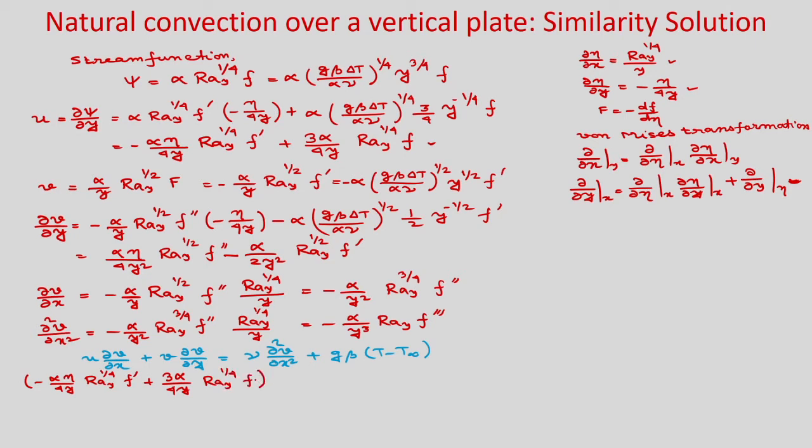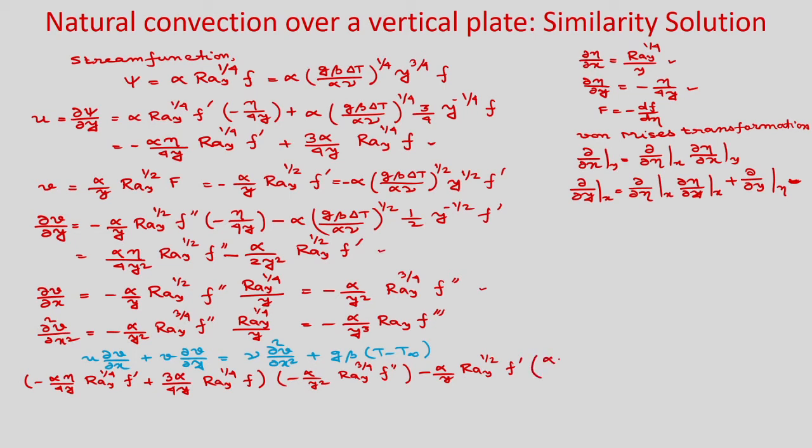Then you have del v by del x. So, del v by del x is this expression: minus alpha by y square Rayleigh number to the power 3 by 4 f double prime. Okay. Now, next term, v into del v by del y. So, v is this one: minus alpha by y Rayleigh number to the power half f prime. Now, into del v by del y. So, this is the expression for del v by del y.